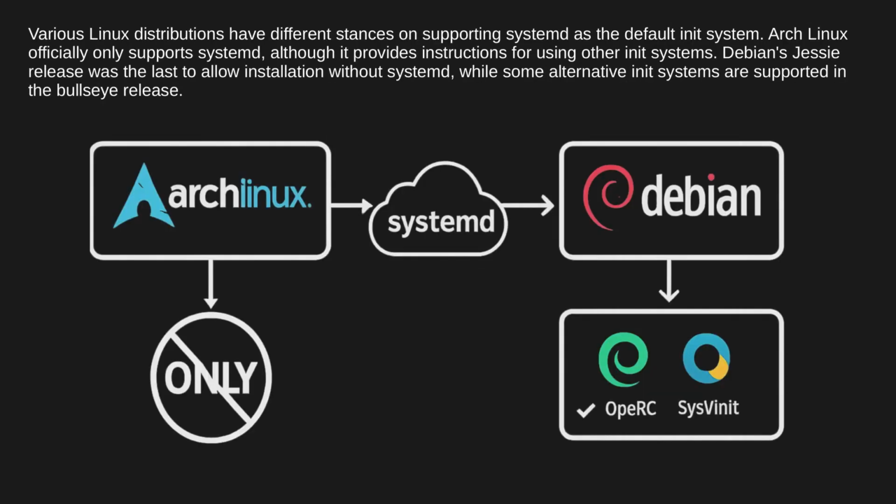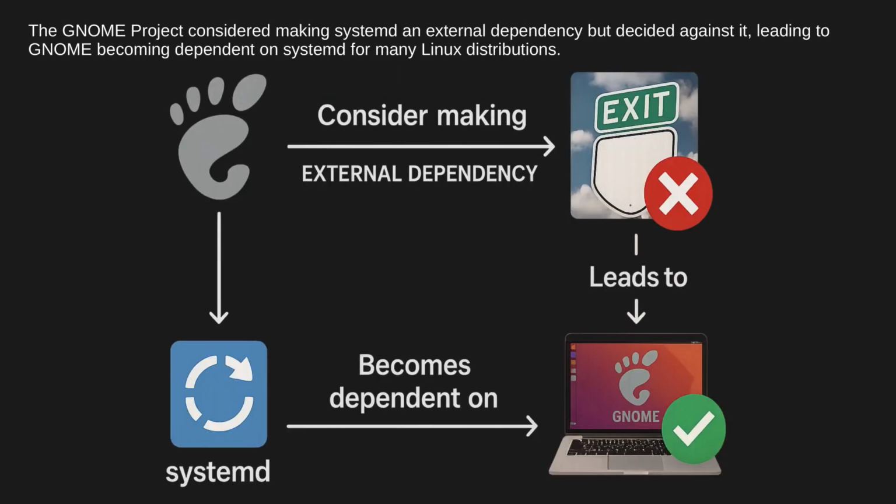Various Linux distributions have different stances on supporting Systemd as the default init system. Arch Linux officially only supports Systemd, although it provides instructions for using other init systems. Debian's Jessie release was the last to allow installation without Systemd, while some alternative init systems are supported in the Bullseye release. The GNOME project considered making Systemd an external dependency but decided against it, leading to GNOME becoming dependent on Systemd for many Linux distributions.